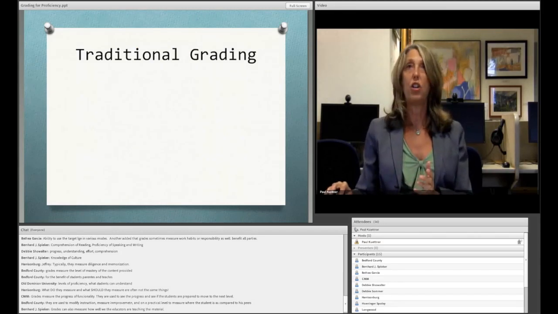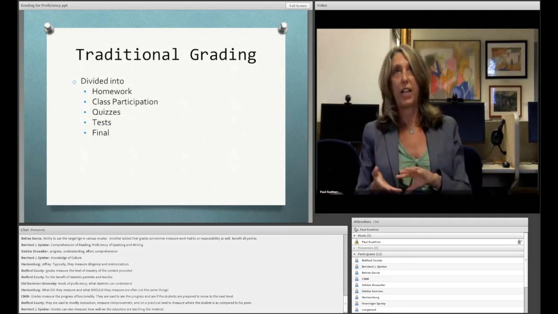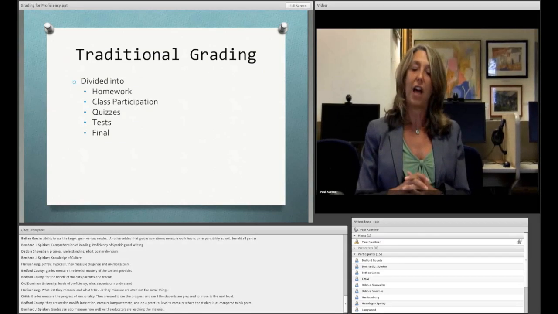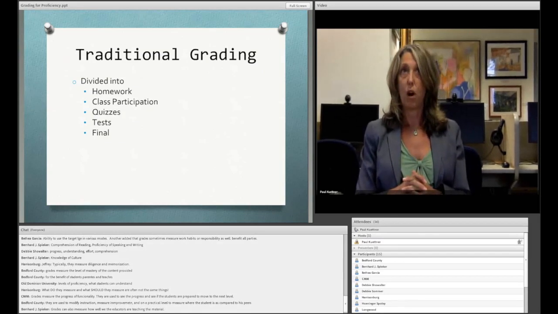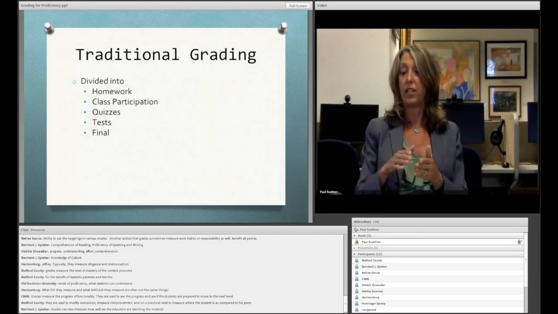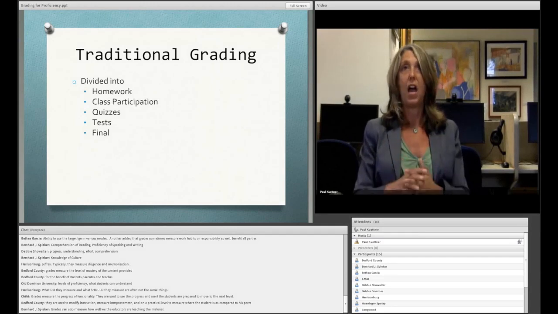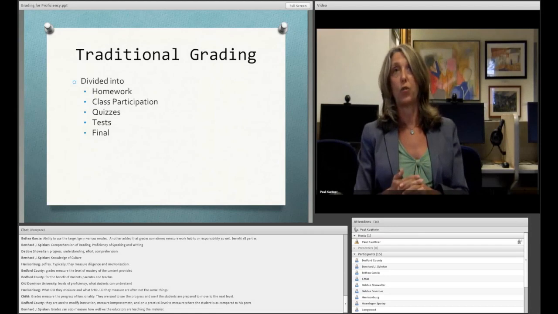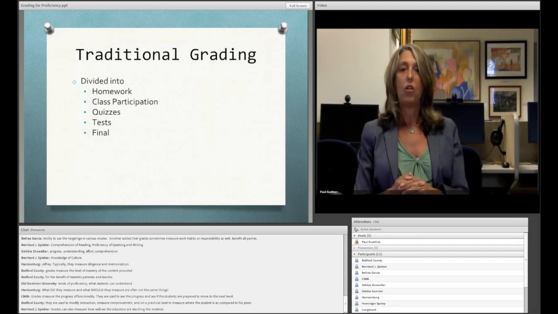So this is a traditional grading system. I'm going to divide it into homework, class participation, quizzes, tests, final. It's pretty typical. I think a lot of your school districts that you work in may require you to have a certain percentage of homework, maybe 5 or 10%. Others may require you to have a final exam in there. They may provide that common assessment, or you may have to provide it or create it yourself. But some of these things you do not have a lot of autonomy. So some of the things I'll be raising today, you may not be able to change.